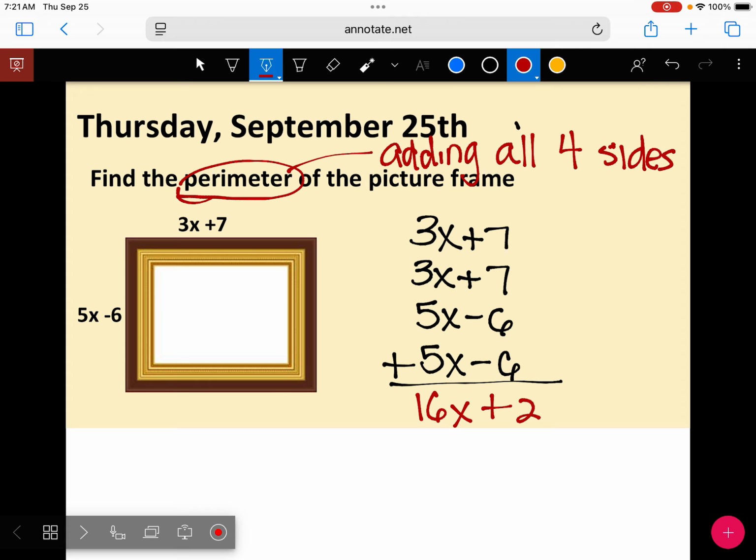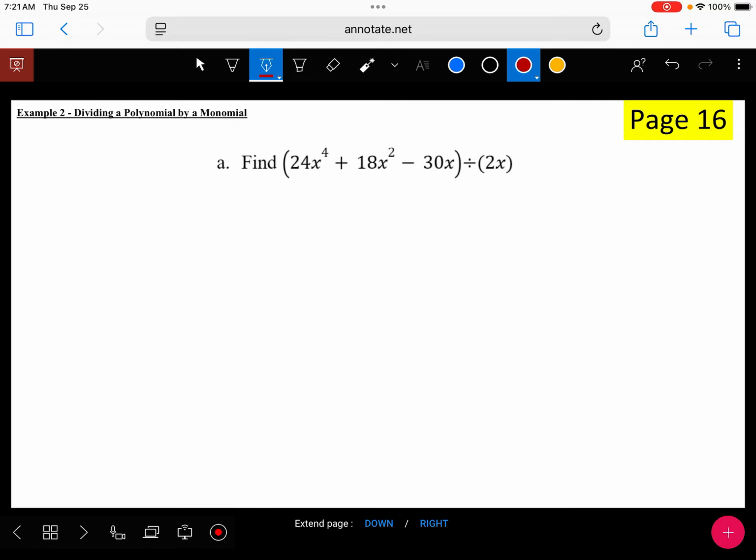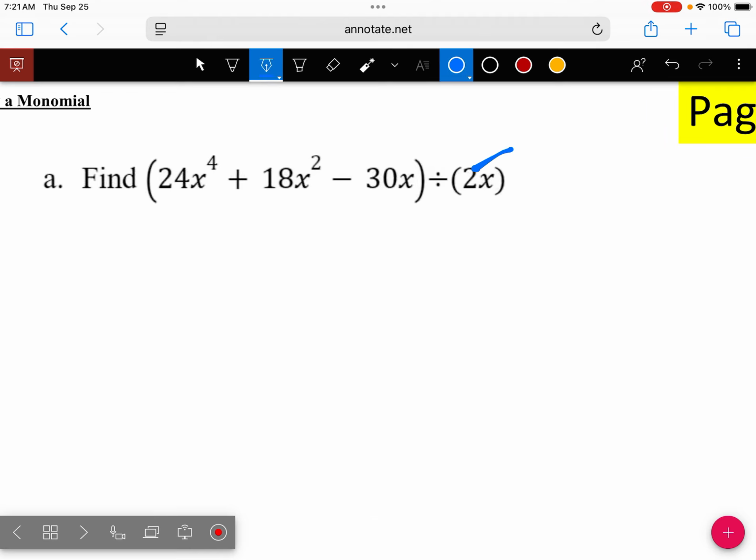All right, so we have talked about addition, subtraction, multiplication. So what's last? Division. So let's take out your notes and go to page 16. So this is what we call a monomial. The reason why that's important is because the way we divide when it's a monomial versus a binomial is different.